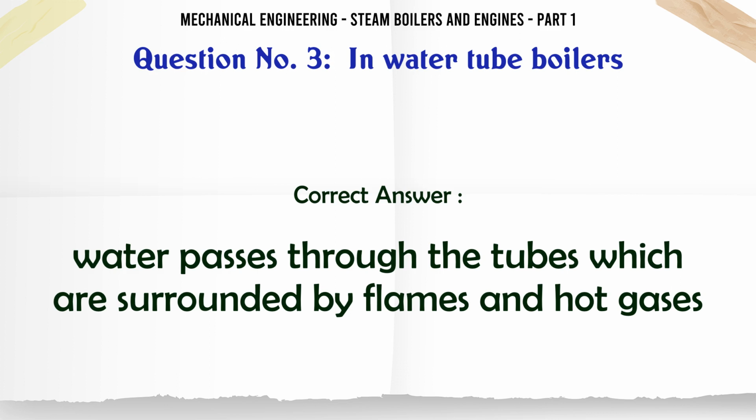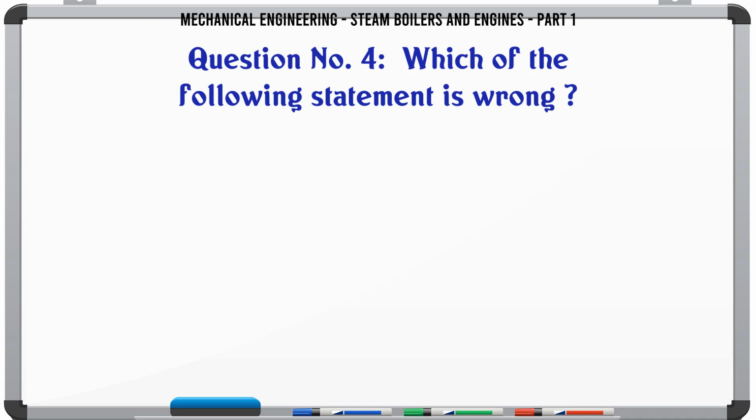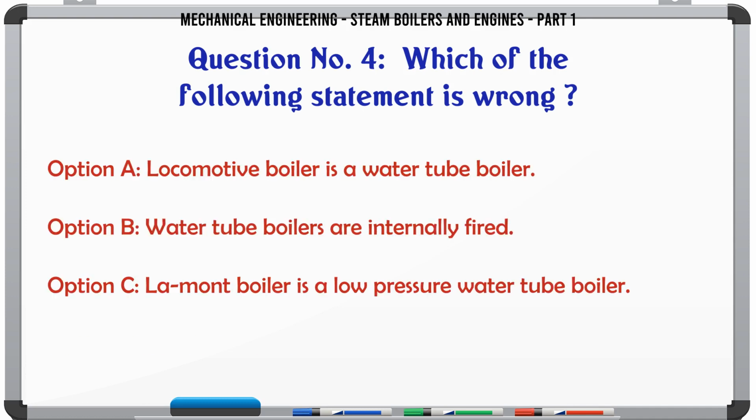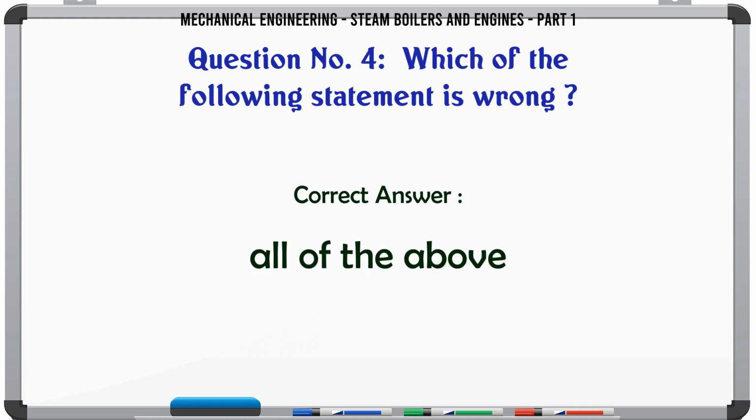Which of the following statements is wrong? A. Locomotive boiler is a water tube boiler. B. Water tube boilers are internally fired. C. Lamont boiler is a low-pressure water tube boiler. D. All of the above. The correct answer is all of the above.